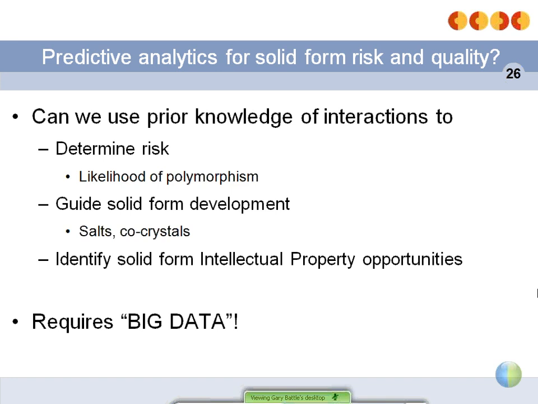But in order to perform predictions of this type, we need data, lots of data. We'd like to use this data not only to determine risk, but also to allow us to exercise more control over what we do and take appropriate decisions as we develop compounds.